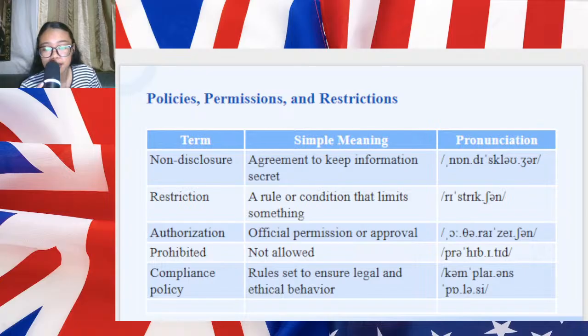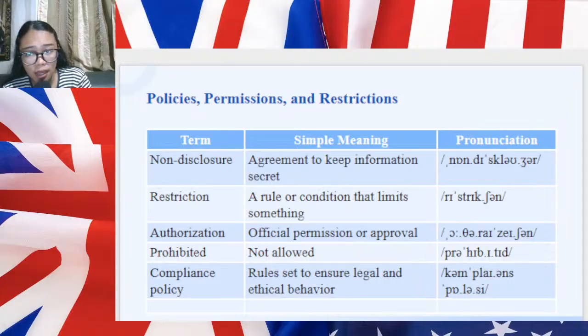This is compliance. Another word is policy. Policy starts with pa, which is a short o sound, then li, which is a schwa sound, and then cy, which has a short e vowel sound. The stressed syllable is on the first syllable, po. So this is policy. When combined, we get compliance policy. Again, compliance policy. That's how we say it when combined. So again, these are rules set to ensure legal and ethical behavior. And those are the words for policies, permissions, and restrictions.